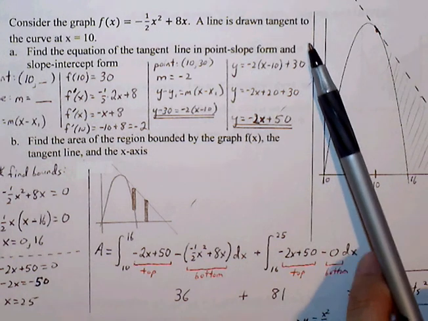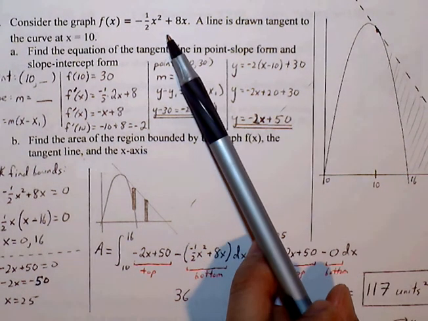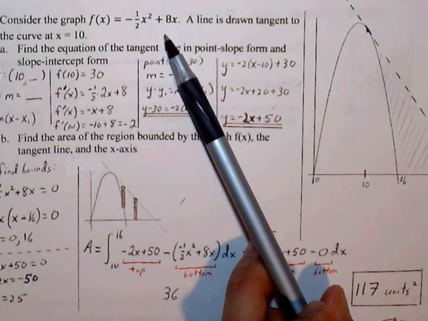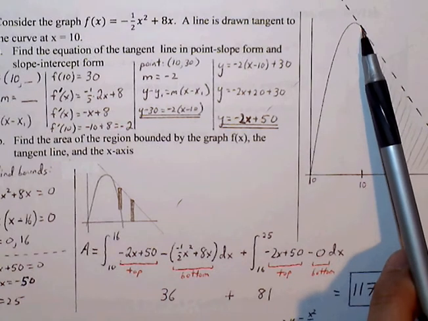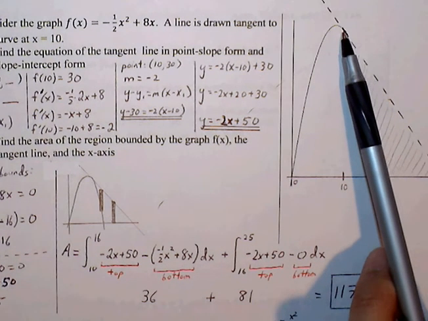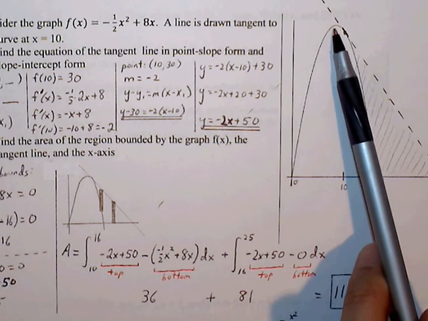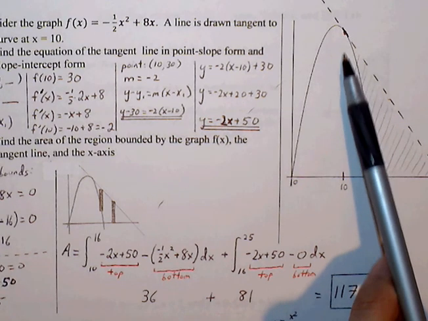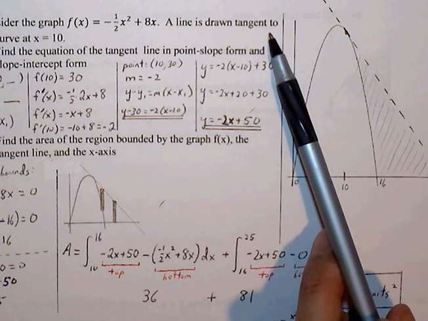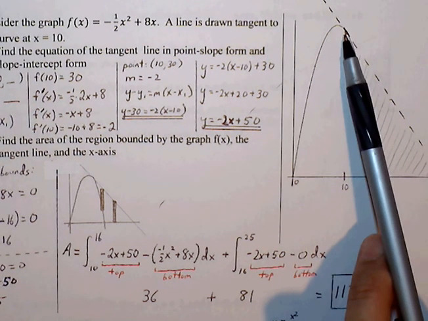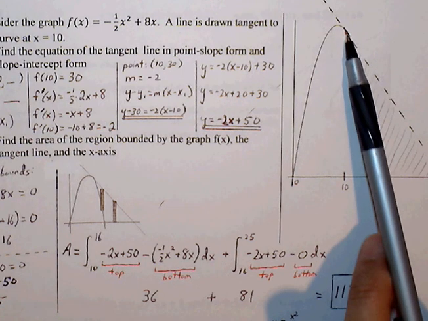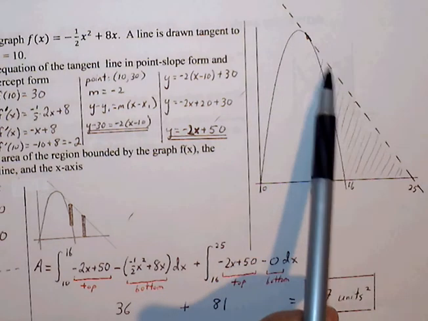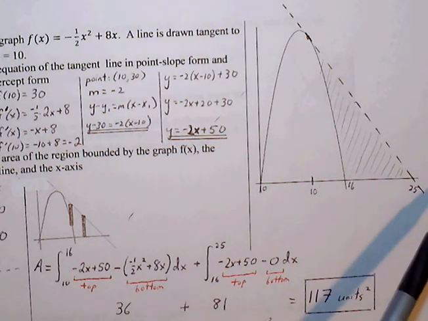So you still want to plug this in your calculator because you want to figure out where x equals 10 is. If you plug it in your calculator, x equals 10 is going to be around where the graph begins to have a downward slope. It says a line is drawn tangent to the curve at x equals 10, so if it has a downward slope, I'm just going to make an estimation and draw this tangent line.